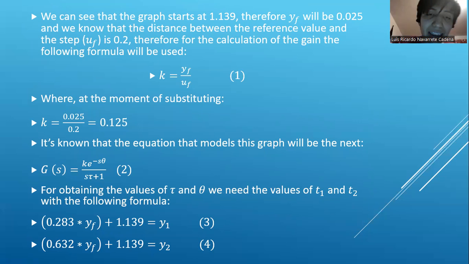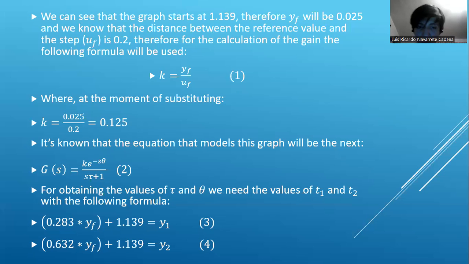K equals YF divided by UF, where, substituting, K equals 0.025 divided by 0.2 equals 0.125. It's known that the equation that models this graph will be the next: G(s) equals K e to the power of minus theta s, divided by tau s plus 1.